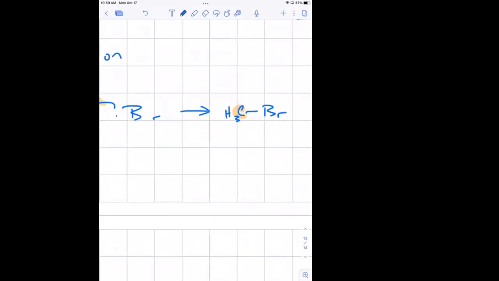One of the most common mistakes in doing this mechanism is putting HBr in the termination step. That doesn't happen. It's always a bromine radical. You've got to stop. And this was productive.